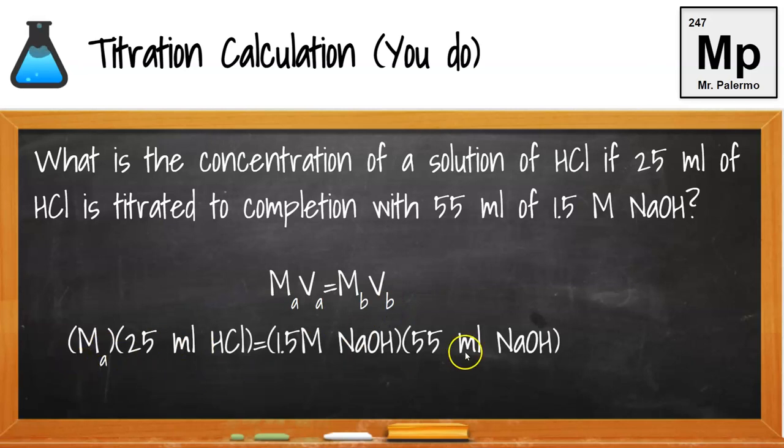And so we set up just like this, and we're going to solve again for the molarity of our acid, our concentration. And when we solve for that, we get 3.3 molar HCl. So that's the concentration of our acid that's needed to neutralize 55 mLs of this 1.5 molar sodium hydroxide.